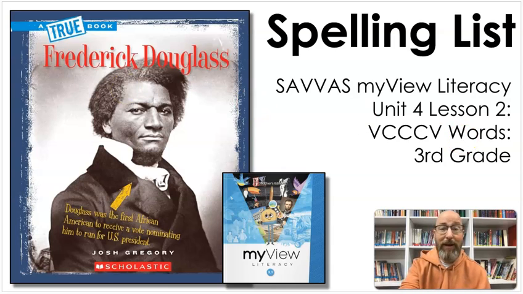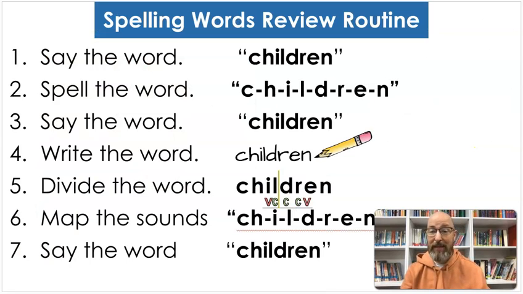Now, when we break these words up, we're going to do our same thing we've always done. Say the word, spell the word, write the word. I know it's a little bit different order. Then we're going to split the word up, write it and separate it where we see the pattern. Then we will map the sounds and say the word.